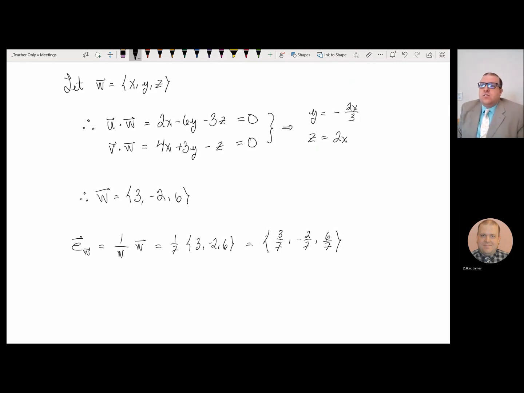You said x was free. Is there a situation where x would not be free? Yeah, but then one of the other ones would be, right? So the idea here is two of them are always going to be written in terms of the remaining one. It's just which one do you want to be free? Mathematica chooses the simplest one to be free.